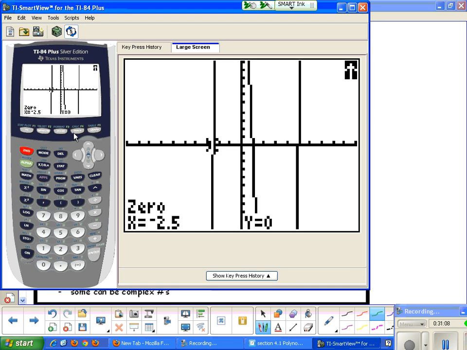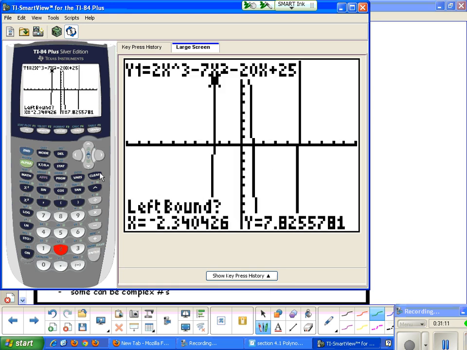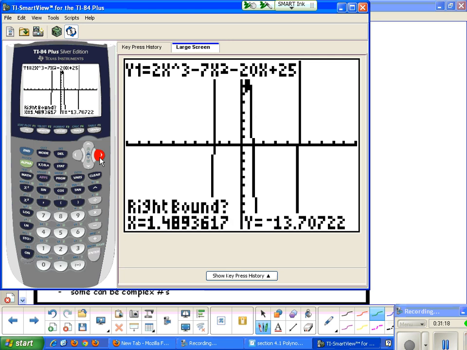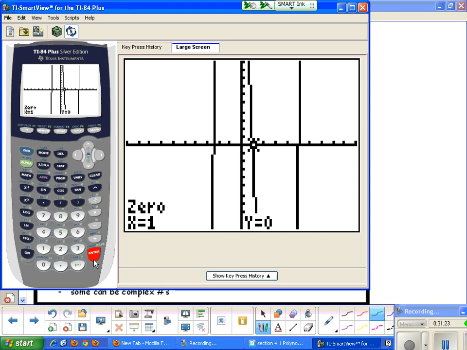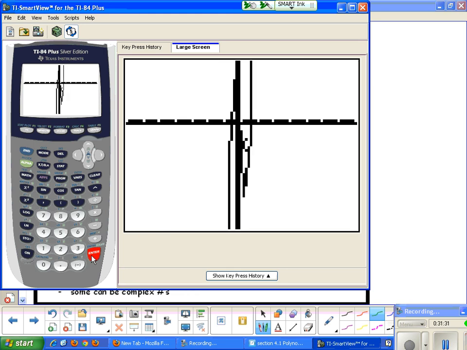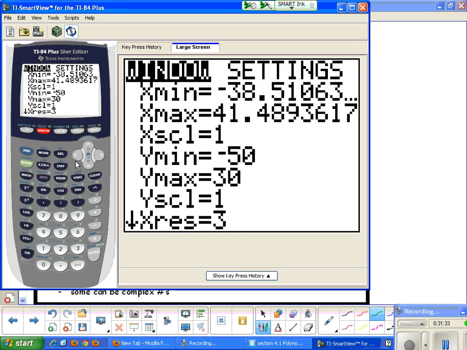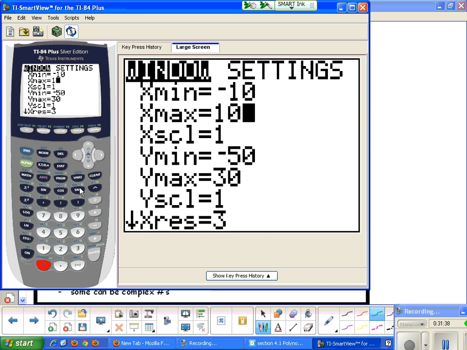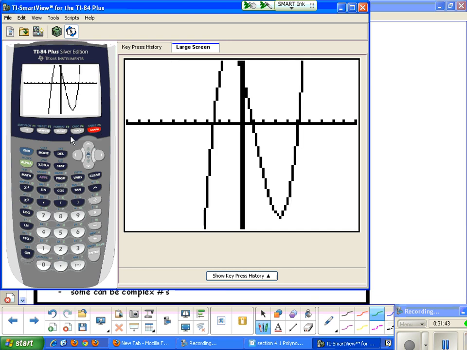Now I'm going to do the next one. Second trace 0, so I have to do it again. It might be more helpful if I zoomed out so you could see a little bit better. So left bound, enter, right bound, enter, and then enter. And I get a value of 1. So if I zoom out, it's probably easier to see the graph. And then I'm going to change my x values to negative 10 to 10. That looks a little bit better.